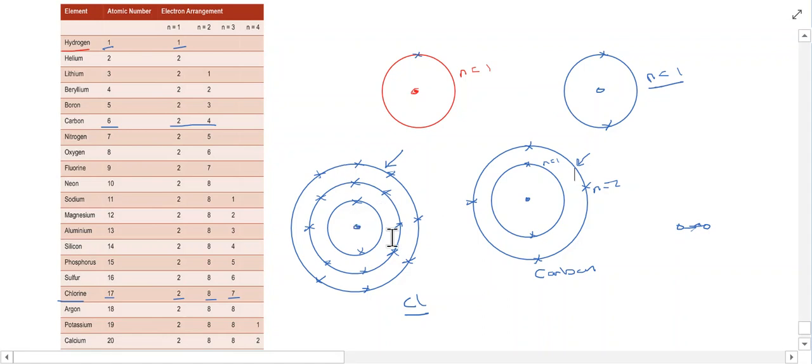So imagine this whole chlorine atom is moving in this direction. Whenever it comes into contact, it's going to come into contact with these outer electrons first.